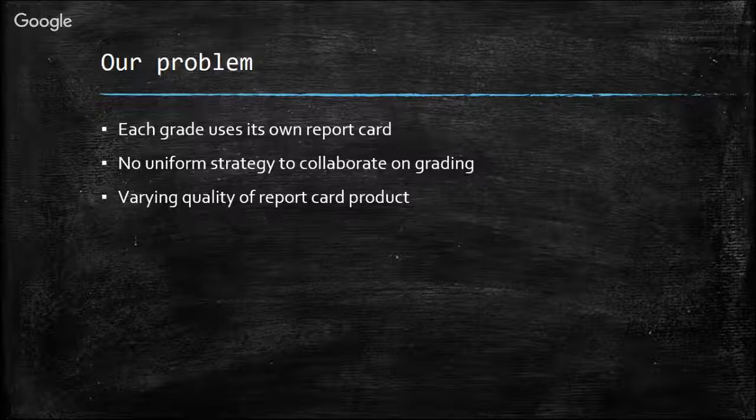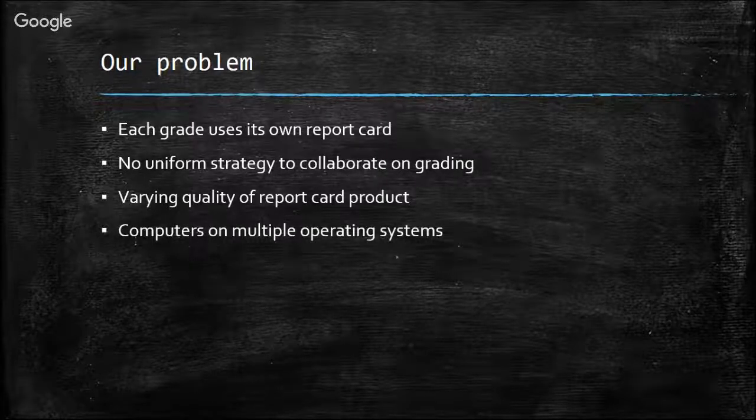A downside is when we're sending home our report cards to parents and they have kids in several different grades, they see that it's not uniform, it doesn't look the same. And we have computers that operate on several different operating systems. On Windows, approximately 50% of us do. The rest of us are on Macs and on Chromebooks.